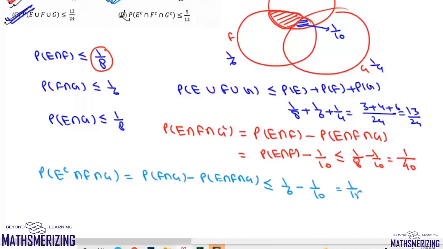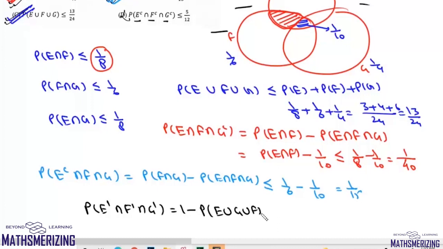Now if we look at this probability, which is E naught intersection F naught intersection G naught, it will be this region, and this probability will be given by 1 minus probability of E union G union F. Now this probability will be minimum when this value is maximum. So it will always be greater than or equal to 1 minus 13 by 24, which is 11 by 24. So that means this option D is incorrect.